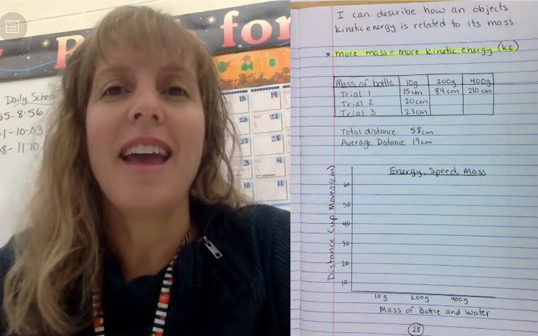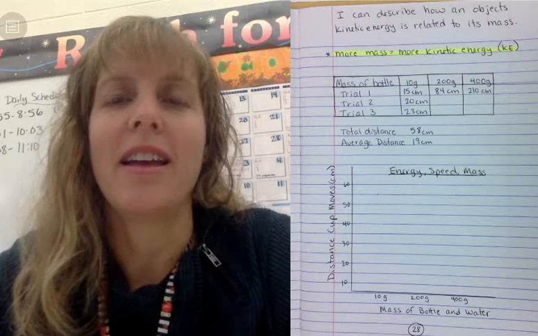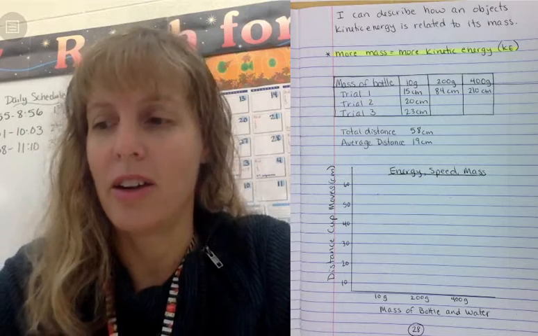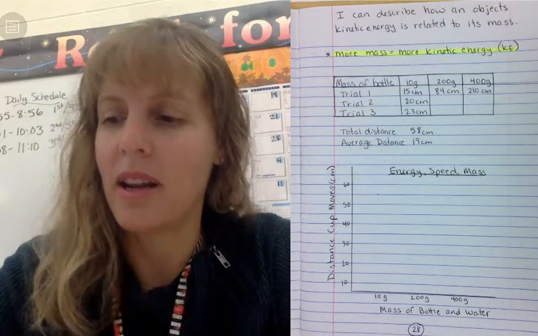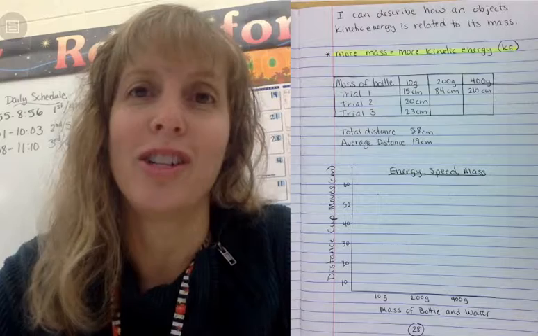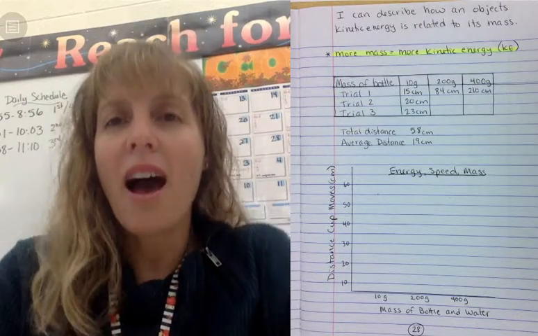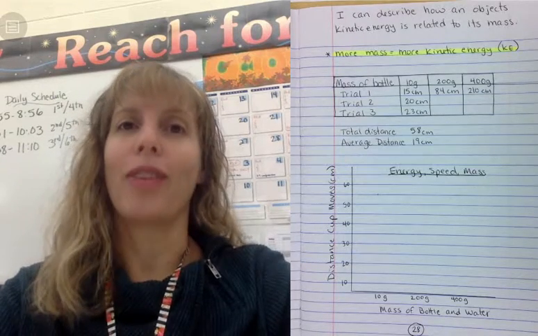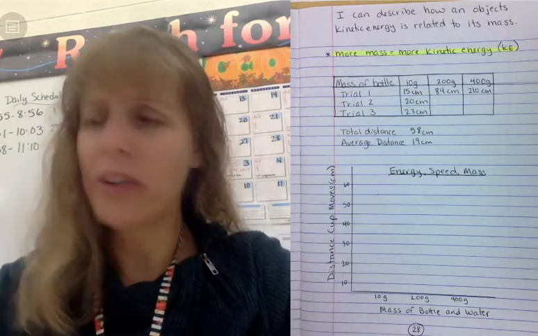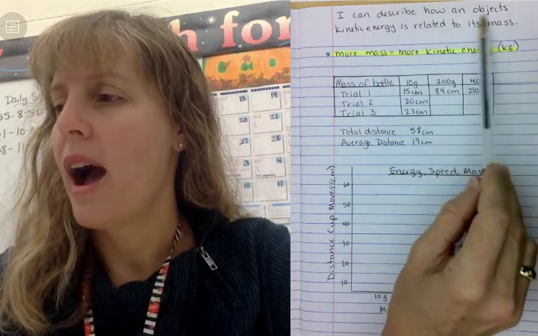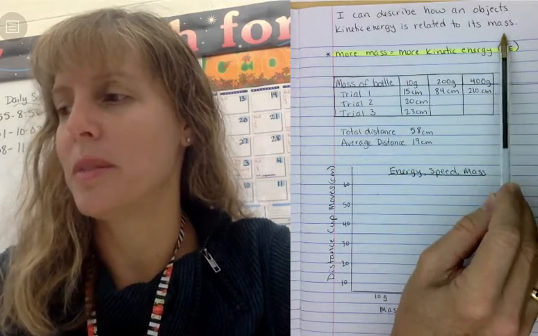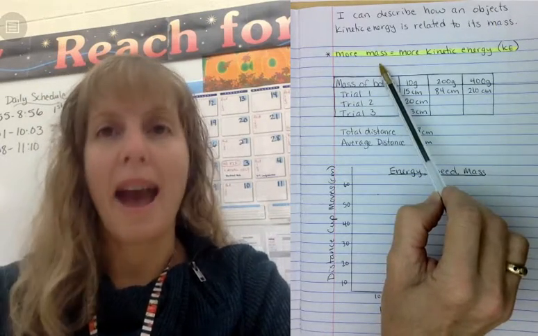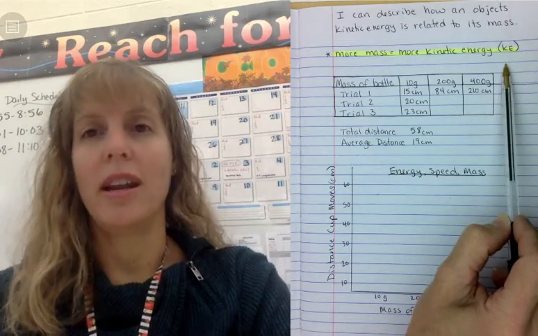So today, our learning target is about kinetic energy. We have looked at the types of kinetic energy there are, like electrical energy, radiant energy, sound energy, mechanical energy, and thermal energy. And now we're going to actually look at what mass has to do with kinetic energy. So our learning target today is I can describe how an object's kinetic energy is related to its mass. The understanding is that the more mass something has, the more kinetic energy it has.